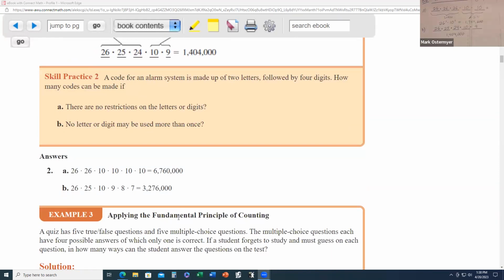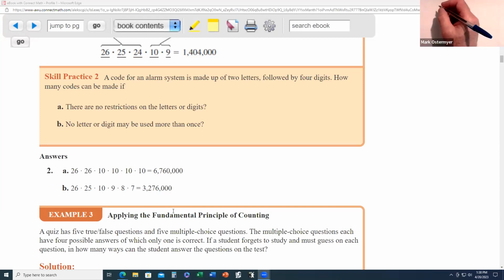A quiz, example 3. A quiz has 5 true-false questions and 5 multiple-choice questions. Multiple-choice questions each have 4 possible answers, either A, B, C, or D, we'll say, of which only one is correct. If a student forgets to study for the exam and must guess on each question, in how many ways can the student answer the questions on this particular test? How many different ways potentially could this student answer all of these questions on this test if he or she purely guesses at each problem?